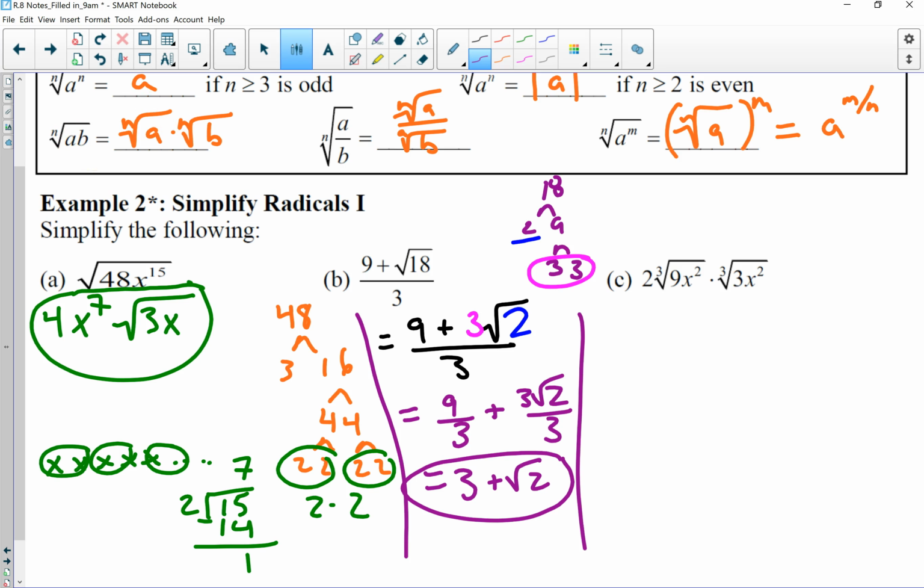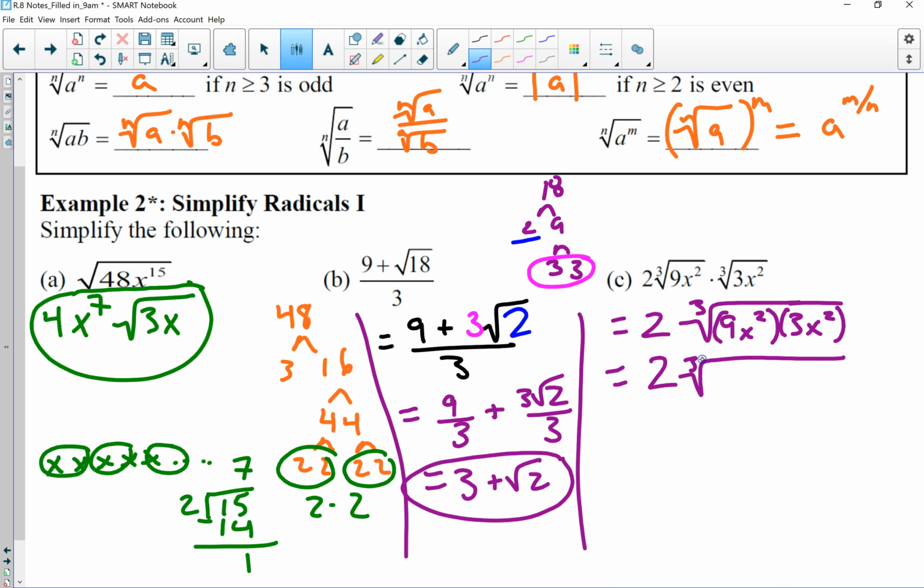So here it's useful to go backwards, to write this as a single cube root with the 9x squared and the 3x multiplying underneath my root. And we're going to see that's actually very helpful. It allows us to simplify the roots like we couldn't before when they were written separately. So if I multiply that, 9 and 3 can multiply to become 27. X squared and x squared can become x to the 4th.